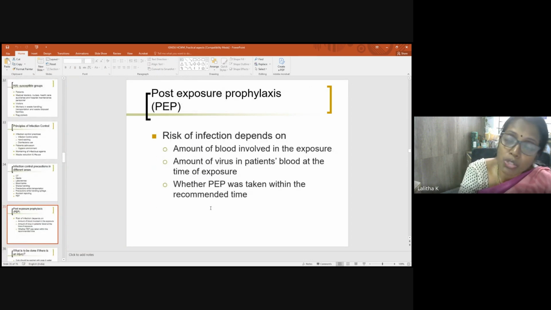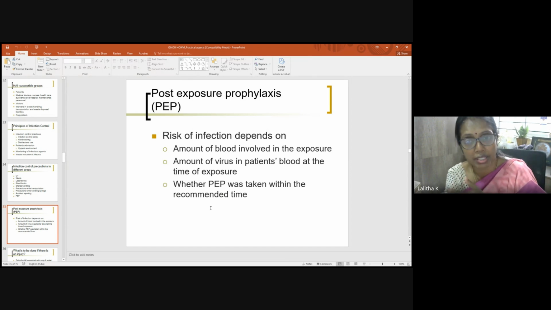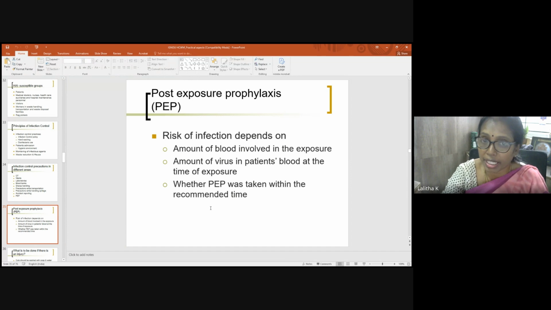And what is PEP? It is post-exposure prophylaxis. Here, if a person has any stick injury or exposure, they need to take post-exposure prophylaxis, and this is available for HIV. For hepatitis B and HCV, we don't have much policy, but for HIV, definitely we have drugs in place. We need to take it if there is exposure. So this is indicated based on the type of exposure and type of injury. This depends on the amount of blood involved in the exposure, the amount of virus in the patient's blood at the time of exposure, whether the patient is HIV positive in the first place or not, and whether PEP was taken within the recommended time. Then only it will be effective.